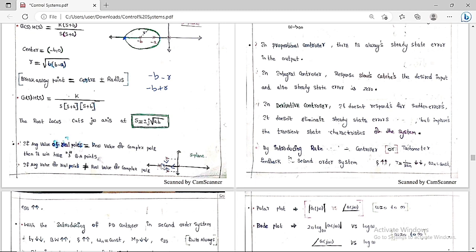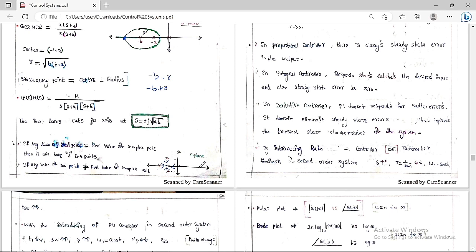Now you will see what is the thing here. If the average value of the real poles is equal to the real value of the complex poles, then it will have 3 breakaway points. So listen carefully. If you take the average of these real poles, this one and this one, and you get a value which is equal to the real part of these complex poles, then we are going to get 3 breakaway points.